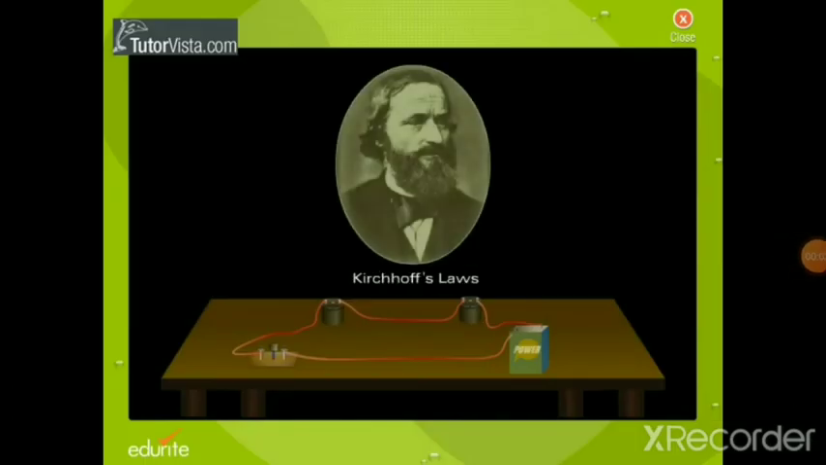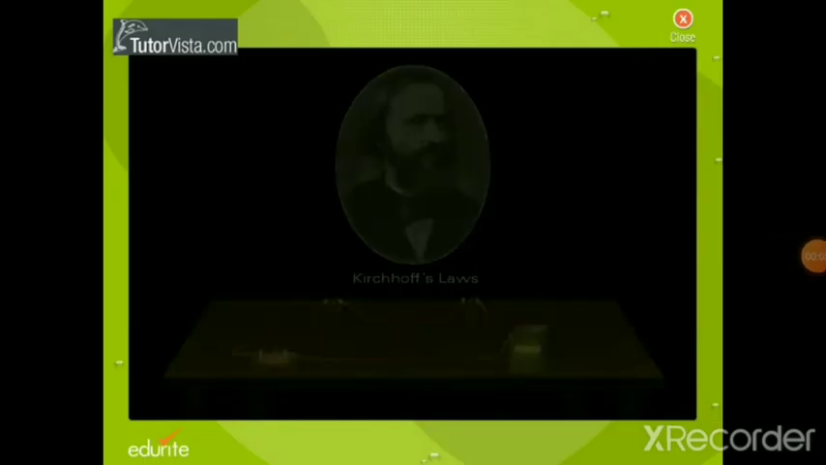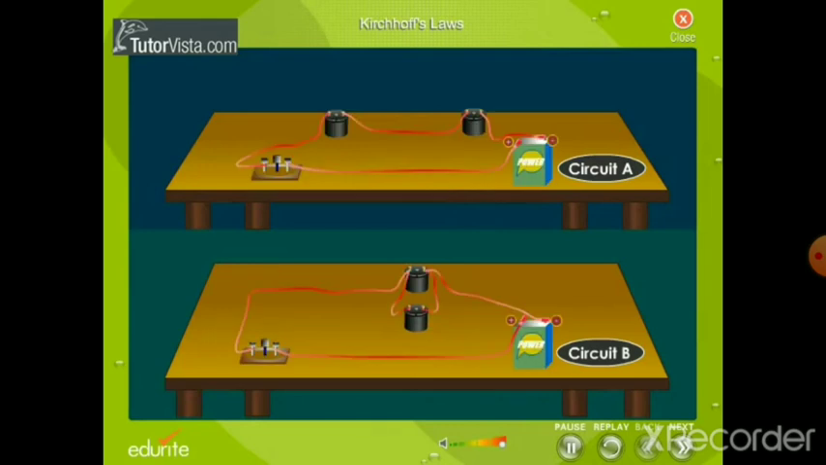Kirchhoff's laws. Effective resistance of the simple circuits labeled A and B can be reduced to series and parallel combinations by using Ohm's law.